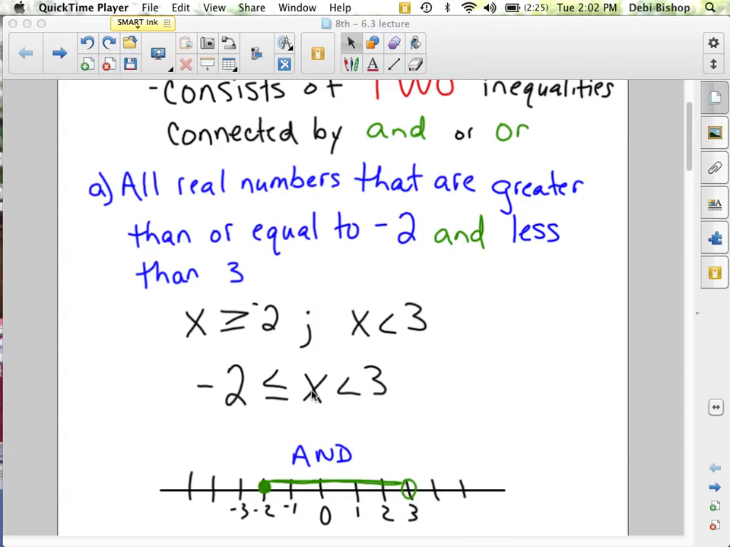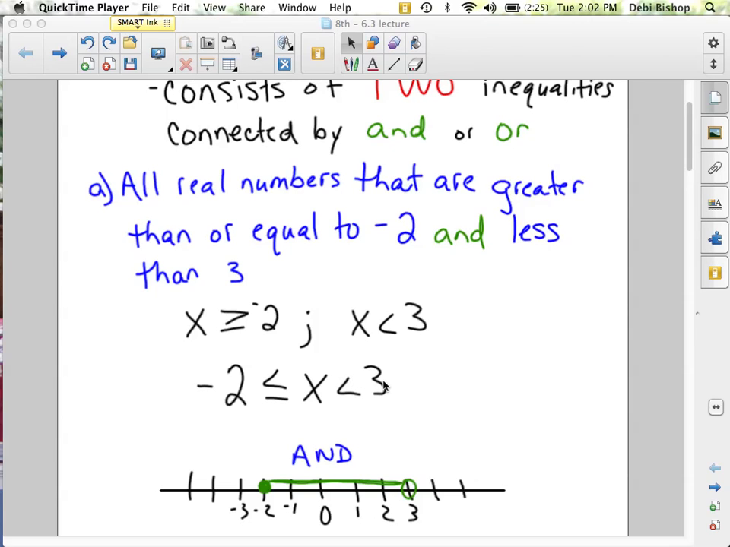You keep that there. And then if I were to write this and flip it around, with my -2 on the left side and my x on the right side, then I also change my sign. And that's what this says: -2 is less than or equal to x, and x is also less than 3.